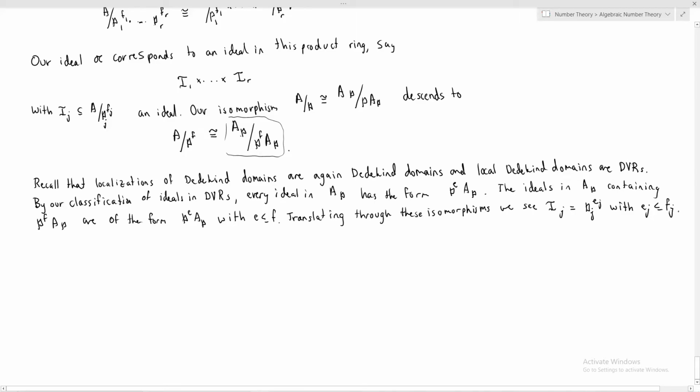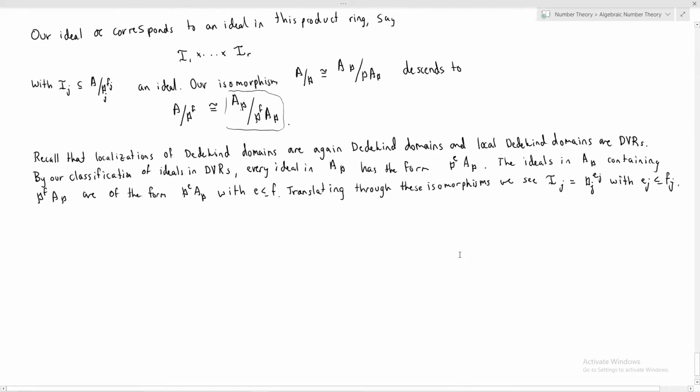Okay. So ideals here correspond to ideals here. I know what every ideal here must look like, so I know what every ideal here must look like. Now, once I know this, then I can translate through my previous isomorphism. Okay.